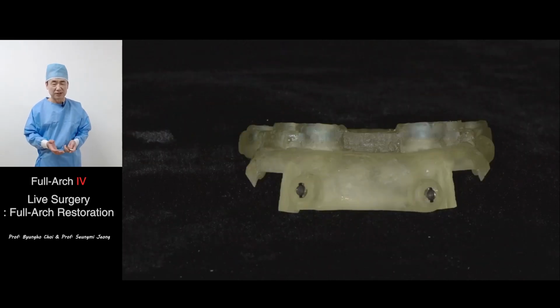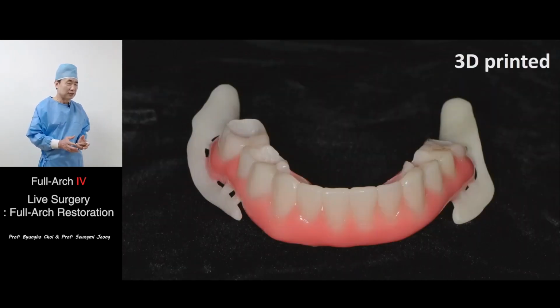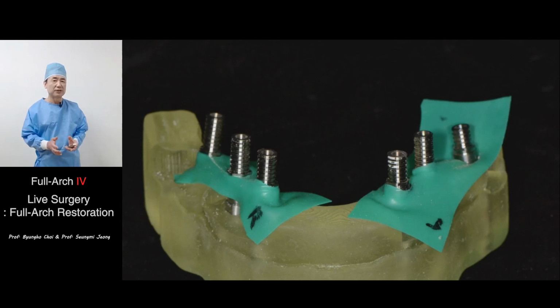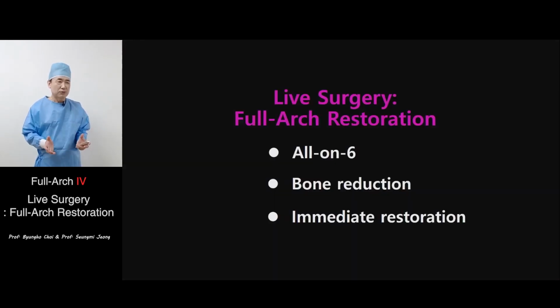Printed surgical guide part. We prepared a provisional denture to do immediate restoration. We fabricated it using a 3D printer. We also prepared titanium temporary cylinders and rubber dam sheets. Now we are ready to perform All-on-6 implant placement, bone reduction, and immediate restoration. Let's move on to live surgery.